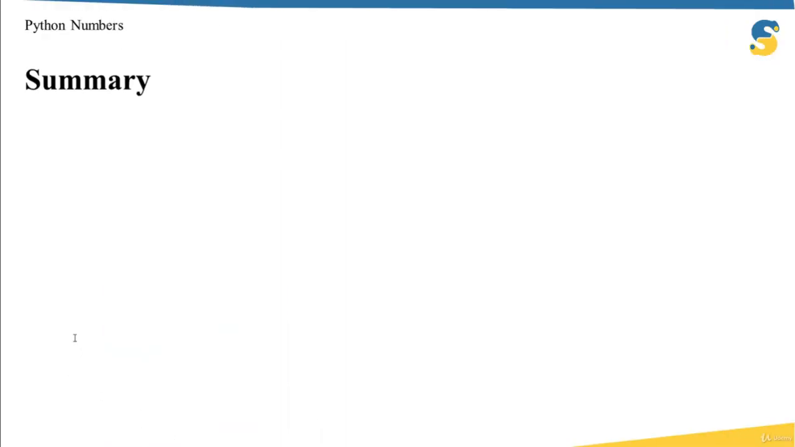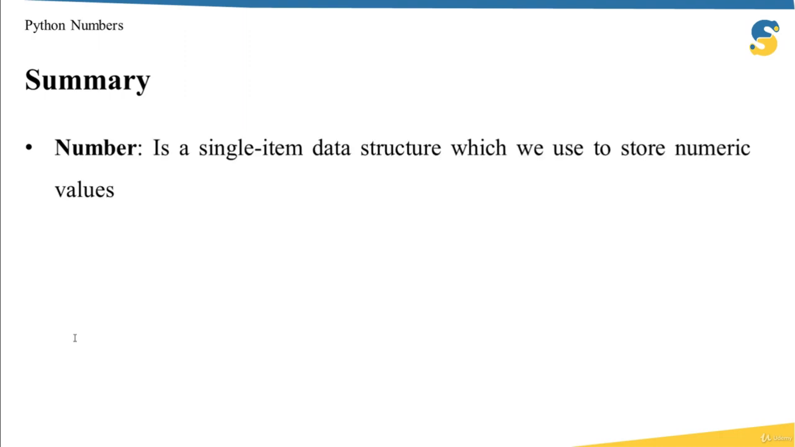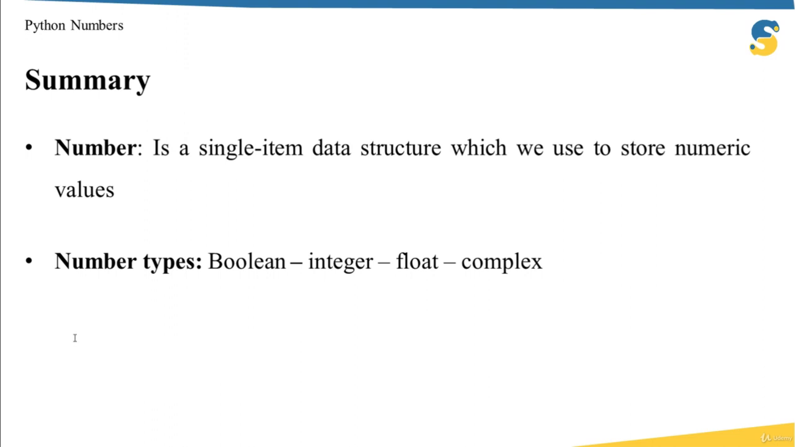Now my friend, let's recap what we have learned in this lecture. First of all, we have defined what a number is, and we saw that number is a single item data structure which we use mainly to store numeric values. In Python, there are 4 supported number types. We have Boolean, integer, float, and complex.